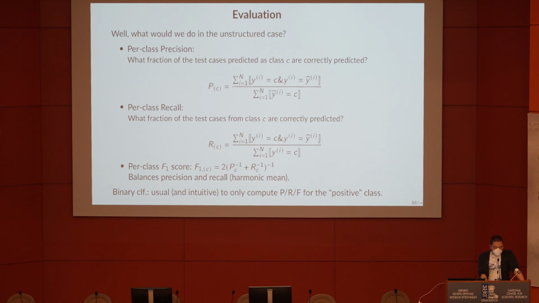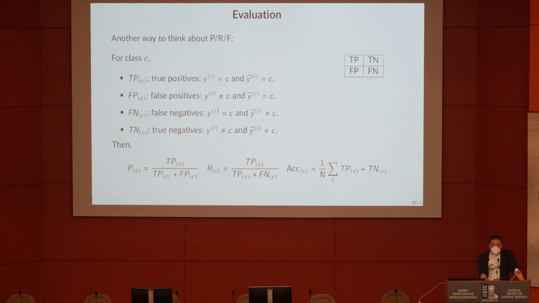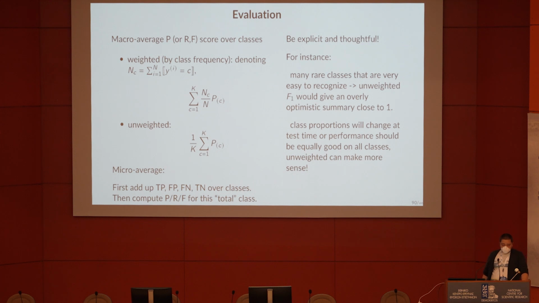For binary classifiers, it's usually intuitive to just compute these for the so-called positive class that you want to detect, right? And it may be useful to think about precision, recall and F-score in terms of this confusion matrix. So for each class, you can have the true positives of that class, false positives, true negatives, false negatives. And you have the corresponding expressions for precision, recall and accuracy. Then to combine these over classes, you can macro average, micro average, but there are a bunch of tricky things to take into account here.